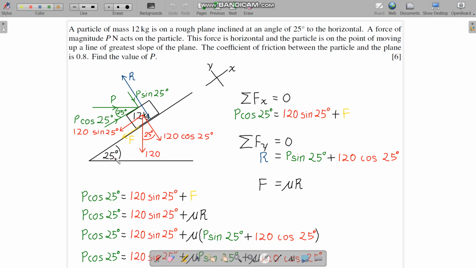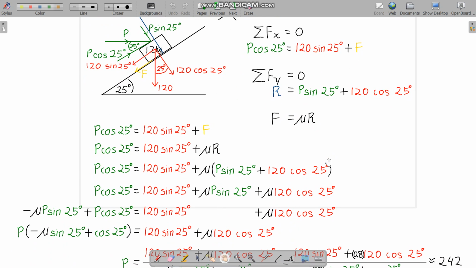Using sigma Fx equals 0, we get the total force up the slope, P cos 25, equals the total force down the slope, 120 sine and friction. And from sigma Fy equals 0, the normal reaction force equals P sine plus 120 cos, and F equals mu R. So we are done with the physics or mechanics.